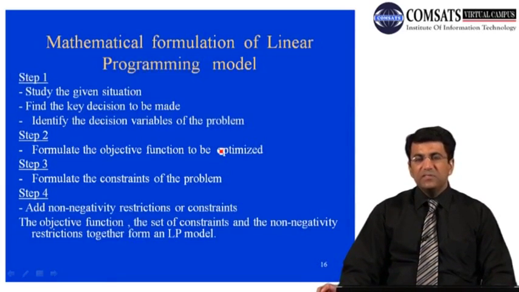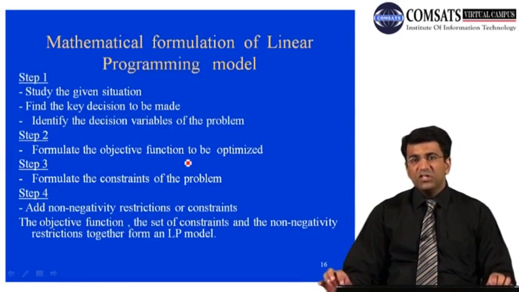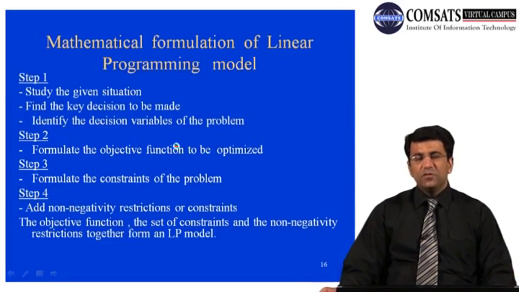Then we'll have to find the key decisions to be made, the decisions in which we are interested. Either we are interested in the minimization of the transportation cost, or we are interested in the maximization of the profit through the combination of different products. So what actually are the decisions to be made after this method of linear programming? Then we'll have to identify the decision variables of the problem. We have just discussed that if you are interested in the product mix, then the quantity for the different products will be your decision variables. So we'll have to identify what the decision variables are.